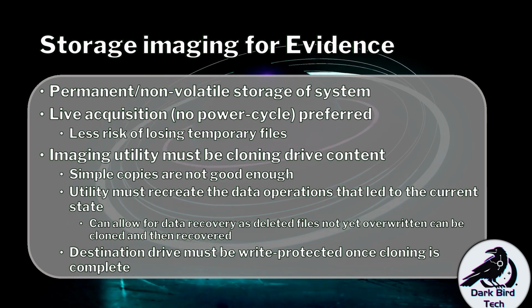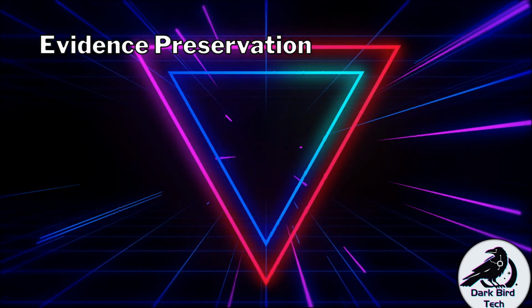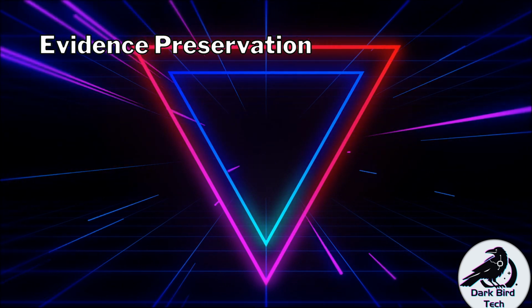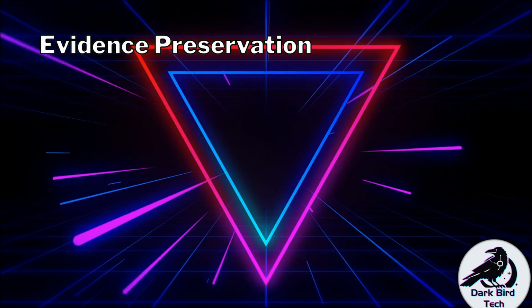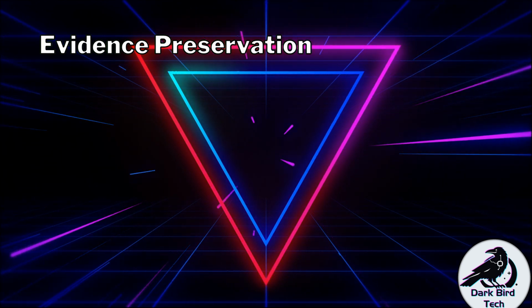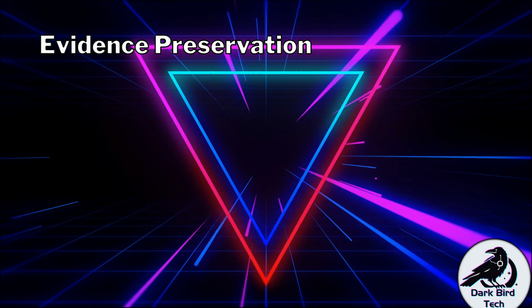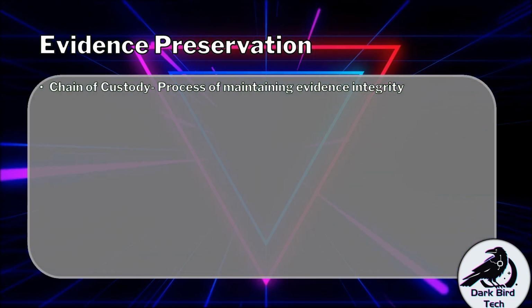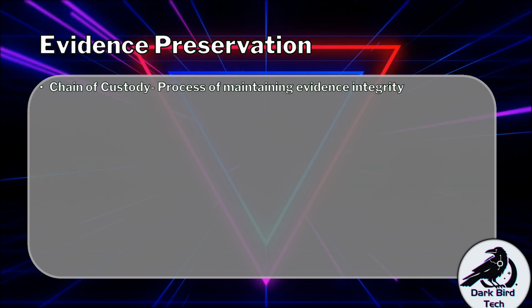Which leads me on to our evidence preservation concerns. We are going to want to make sure that our evidence is gathered properly, it is kept as safe as possible, and it hasn't been tampered with, and we can prove that. So what are we going to do? Well, first of all, we're going to follow chain of custody. This is a process that we follow to maintain the integrity of our evidence.